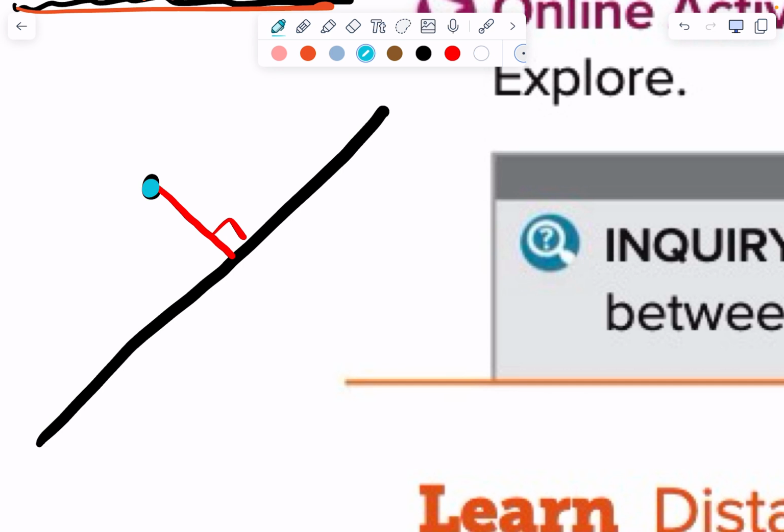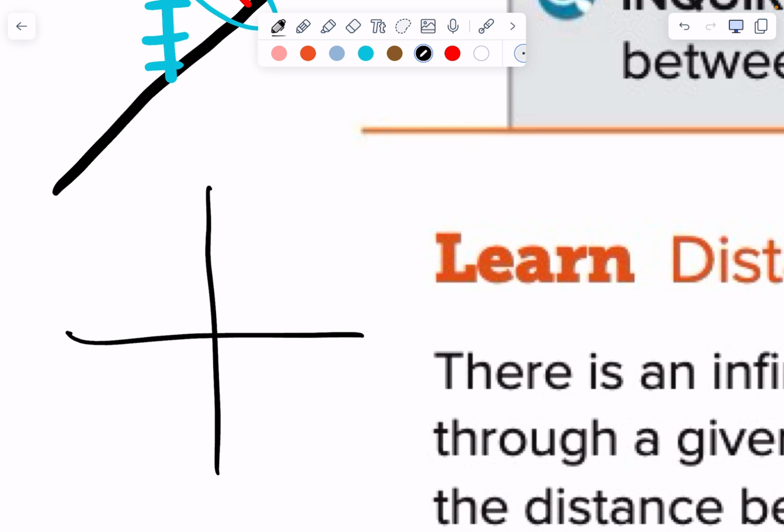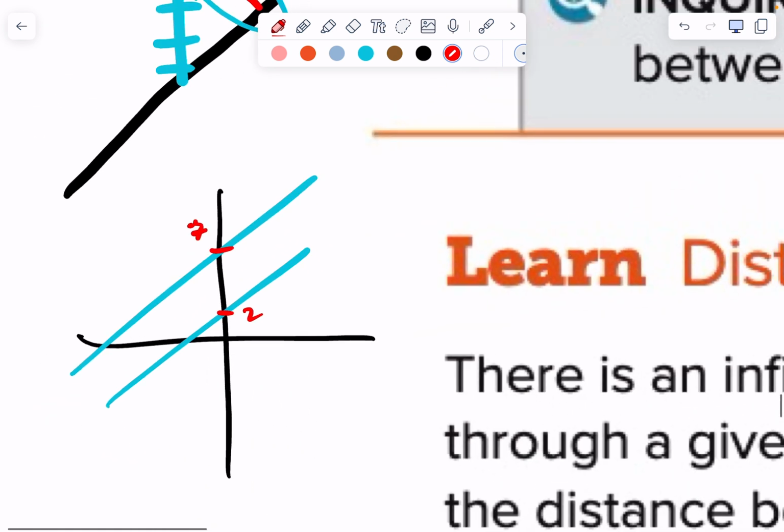Even though it would be nicer to count straight down and just count how many units that is, I have to go perpendicular. One more thing. Let's say I have a coordinate plane right here, and my two lines are going like this. I want to know how far apart those two lines are. This one is intersecting at 2, and this one is intersecting at 7. It would be really nice to just say they're 5 units apart. But that's not how far apart they are. They are this far apart.